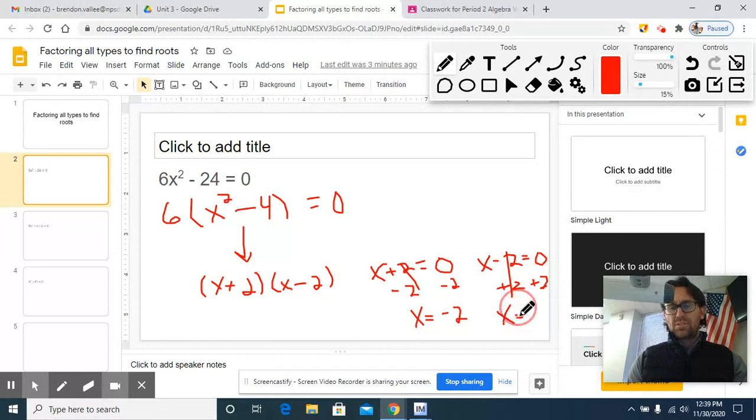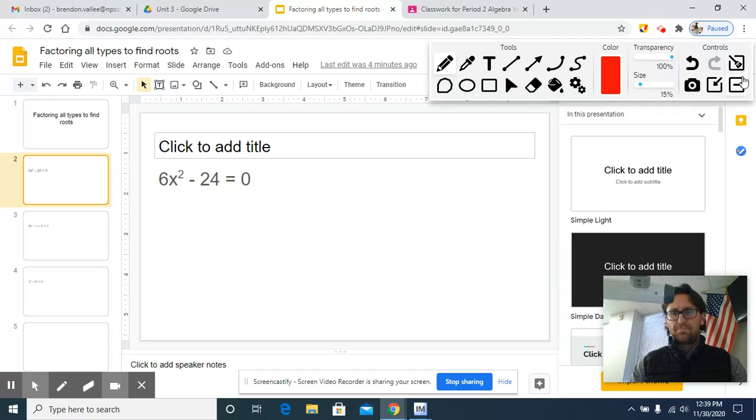And these are the two places where the graph for a quadratic crosses the x-axis. Okay, these are called the roots, the zeros, the x-intercepts. Okay, now had this not been a perfect square, okay, had this 4 not been a perfect square, then we would have had to solve the equation the old-fashioned way, right? So if it had been minus 6, we would plus 6 to both sides and then take the square root of both sides. Okay, we didn't have to do that for this one, but that happens every once in a while. Okay.